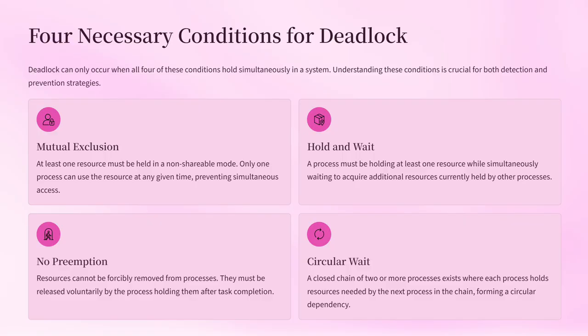Hold and wait. A process holds at least one resource and waits for more that are held by others. No preemption. Resources cannot be taken away forcibly. The process must release them voluntarily. Circular wait. A closed chain exists where each process is waiting for a resource held by the next process, forming a circle. If any one of these conditions is missing, a deadlock cannot occur.